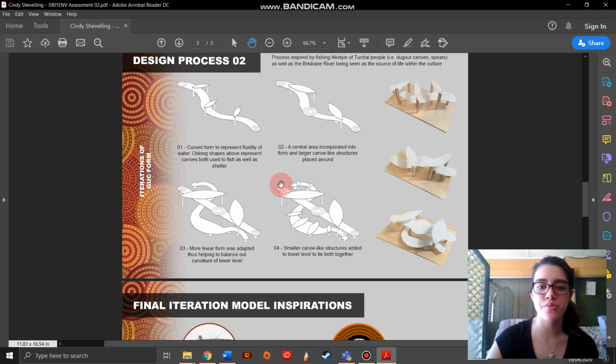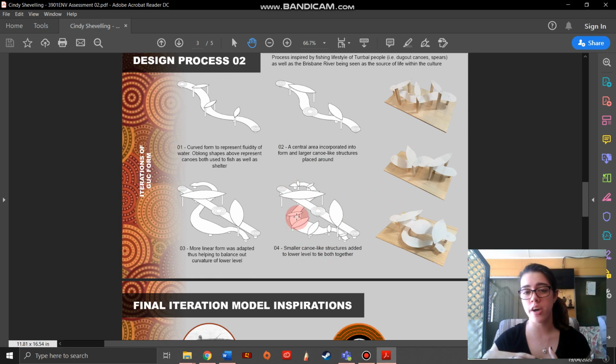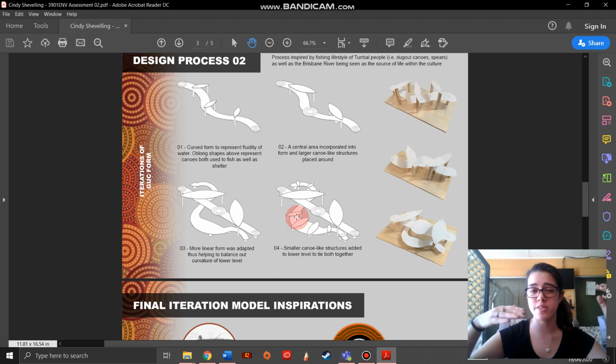And this moves on to my fourth design and where I'm at with this design of the oblong structures. I played around with just having them on top and then just on the bottom level, and it wasn't really connecting, so I decided to add them to both to connect the two layers a bit more.